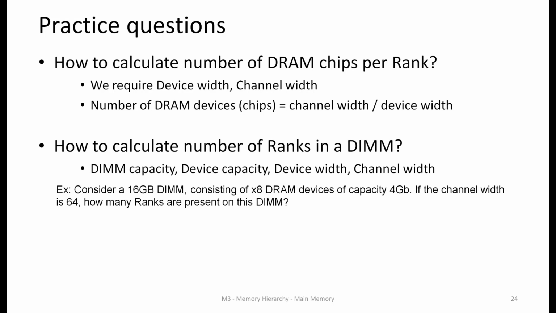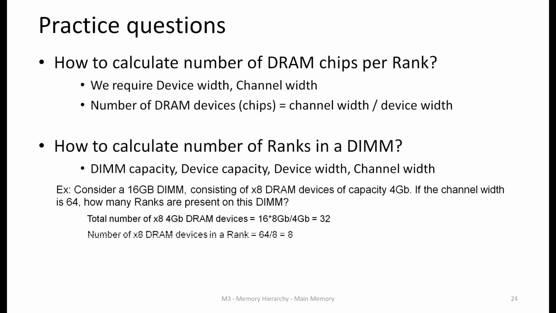Let's look at a small example. Let's consider a 16 GB DIMM consisting of x8 devices, each of which has a capacity of 4 gigabit. If the channel width is 64, let's try to calculate the number of ranks in this DIMM. To start with, we are going to find the number of DRAM devices in this DIMM. We would get that by dividing the total DIMM capacity by the capacity of each device. Here it's 32 DRAM devices.